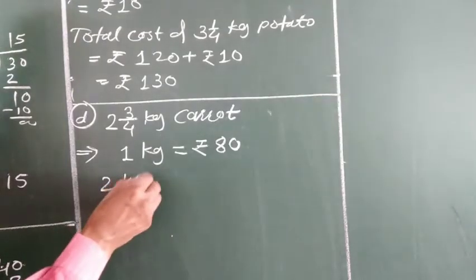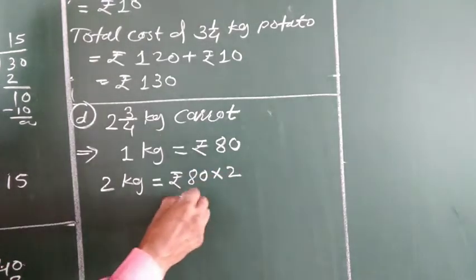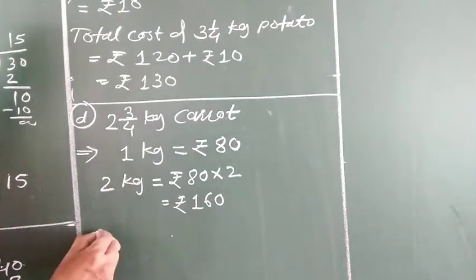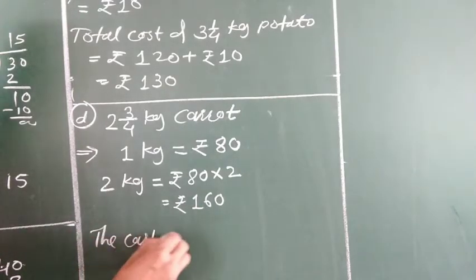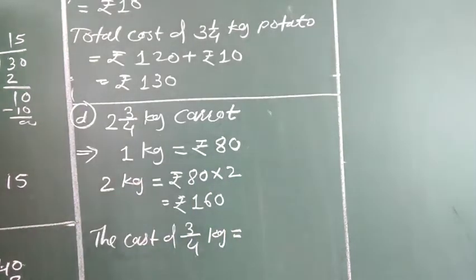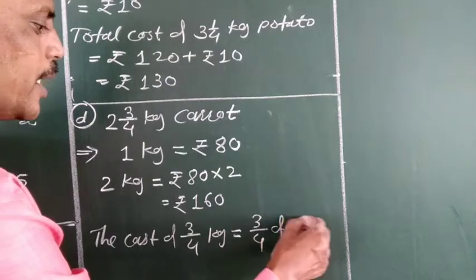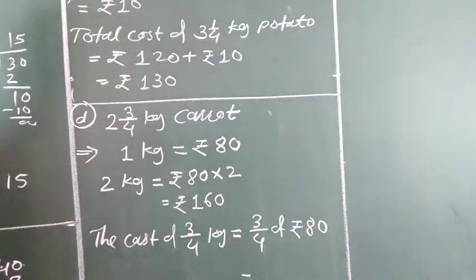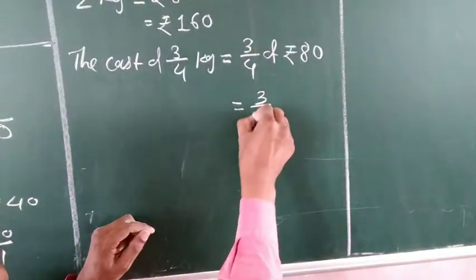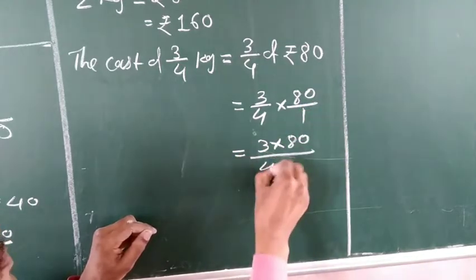Now see, then it is 2 kg equal to rupees 80 into 2 is equal to rupees 160. Now cost of 3 by 4 kg equal to 3 by 4 of rupees 80. Next, see it is 3 by 4 into 80 by 1. So 3 into 80 and it is 4 into 1.